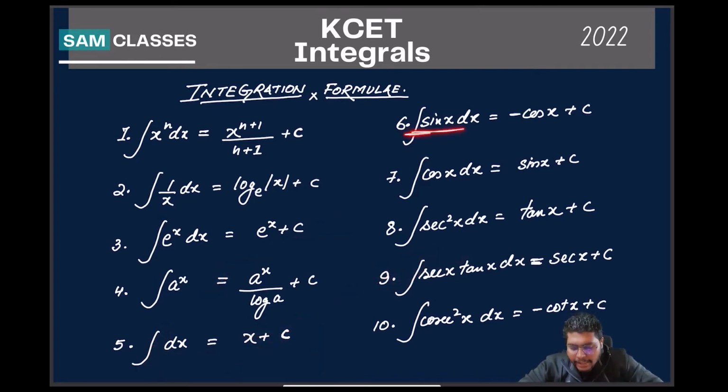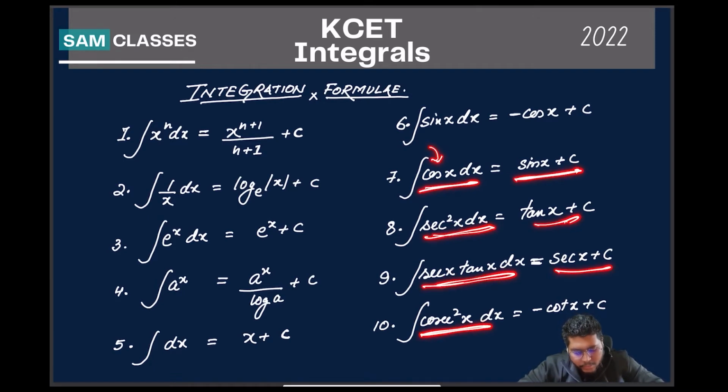Now the trigonometric ones. If you integrate sin x, you will get minus cos x. Remember, whenever in the answer of an integration you have something starting with C, you put a minus sign: minus cos x, minus cot x. Starting with C, you put a minus. Integration of something with C in the answer is positive otherwise: secant square x gives tan x, secant x tan x gives sec x, and cosecant square x gives minus cot x. Very important.